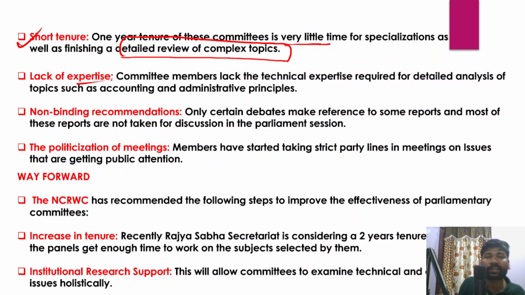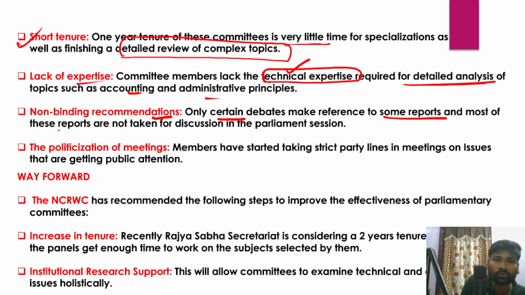There is also a lack of expertise within these committees. There should be more and more technical expertise and support provided to the parliamentary committees, and this will help in a more detailed analysis of various topics such as accounting and administrative principles. They require technical expertise. And similarly, the non-binding recommendations: only certain debates make reference to some reports, and most of these reports are not taken up for discussion in Parliament.